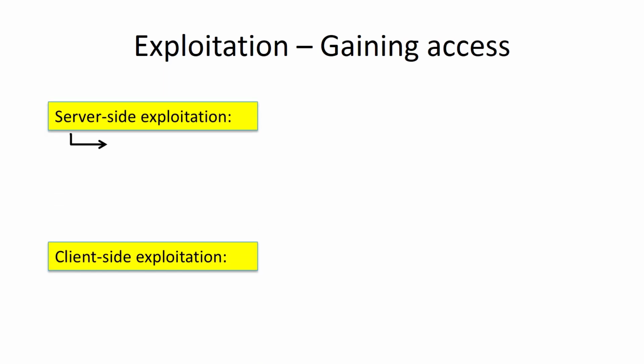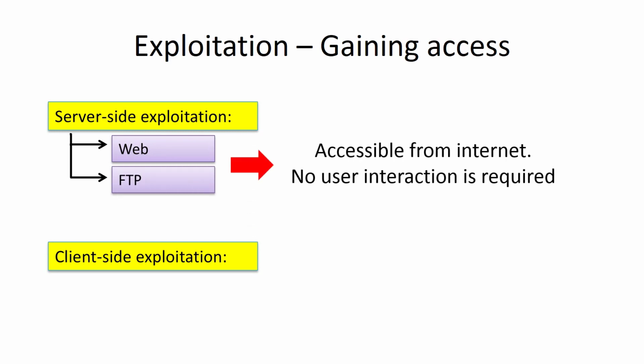There are 2 types of exploitation: server-side and client-side exploitation. The targets of server-side exploitation are web and FTP servers, and any other servers which are available from the Internet. To implement this type of attack, you don't need user interaction.